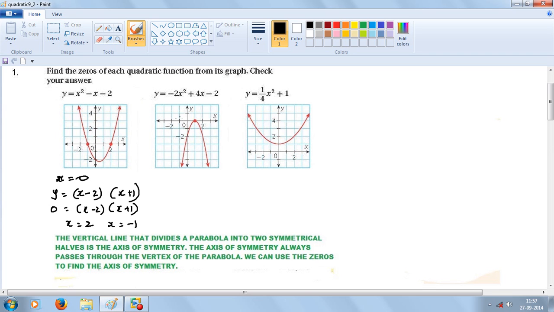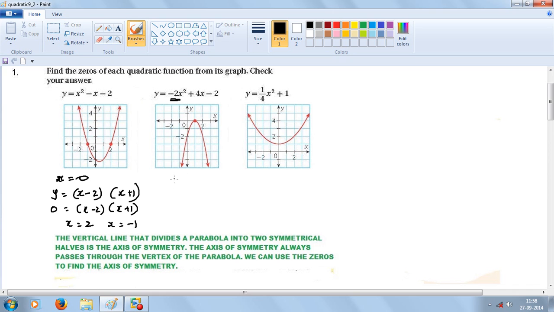So the second problem, you see the graph cuts the x-axis at only one point. If you try to draw the diagram for this, you will understand why this graph is facing downwards, because the factor of a is minus. That's why it's facing down. So this graph cuts the x-axis in one point.